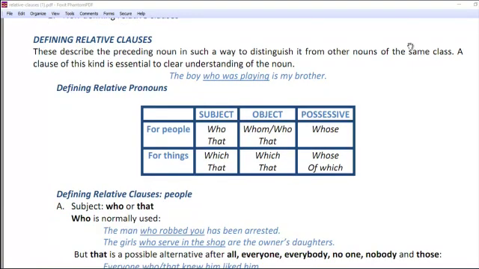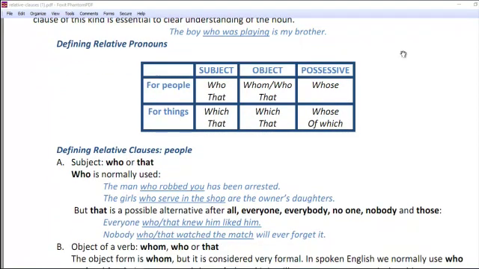Let's see number one. We have there in front of you who or that. We are going to use them for subject. Like, the man who robbed you has been arrested. So, who refers to the subject here. Example number two. The girls who serve in the shop are the owner's daughters. So we have who, and it refers to the subject also.